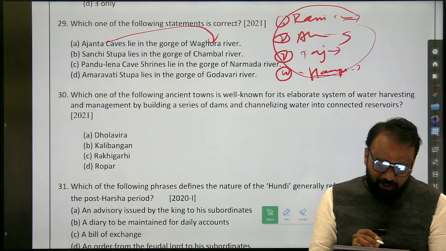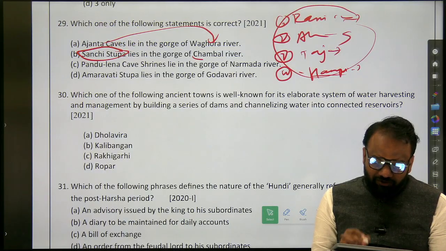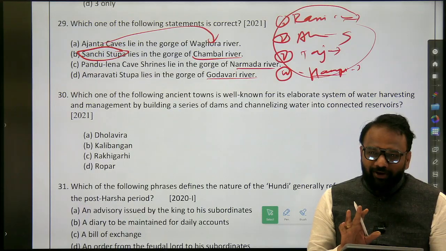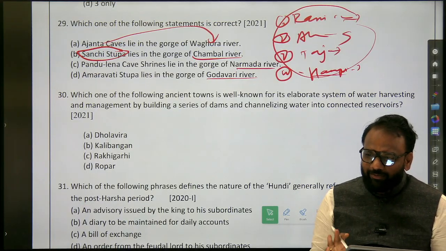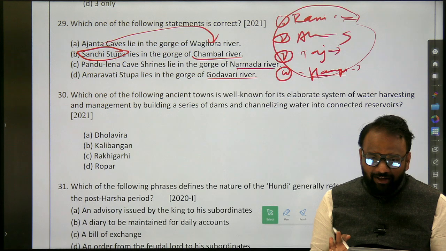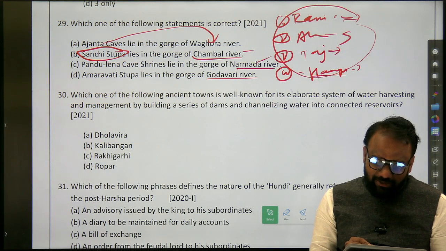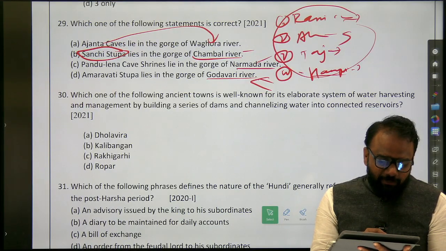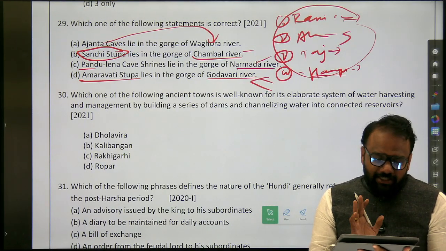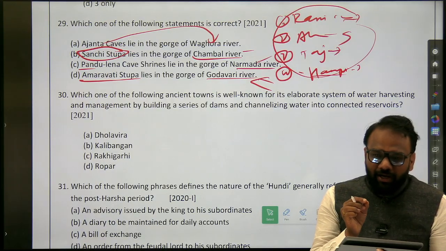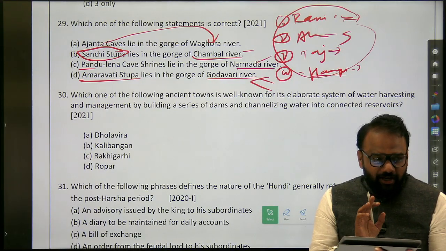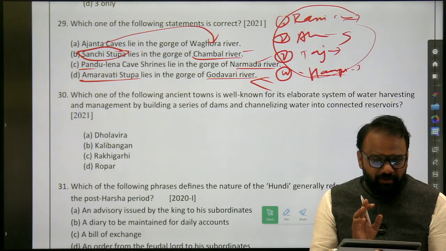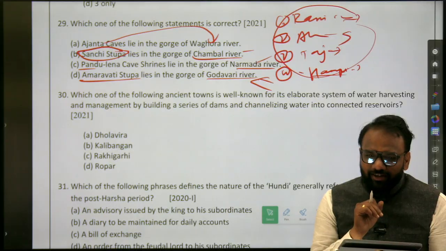Now if you look at the second option, Sanchi Stupa lies in the gorge of Chambal river. If you look at the rivers, Waghora, Chambal, Narmada, Godavari. Among these rivers, which river has been mentioned in NCERT? Chambal is mentioned, Narmada is mentioned, Godavari is mentioned. If you look at the sites, Ajanta, Sanchi, Pandulena, Amravati. Among these 4 sites, which one is a UNESCO recognized site? Ajanta is there. Sanchi is not there.